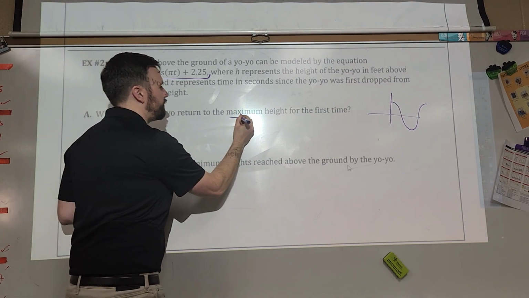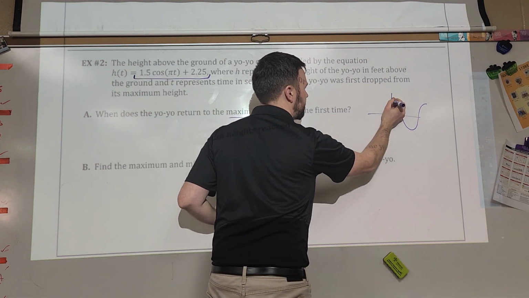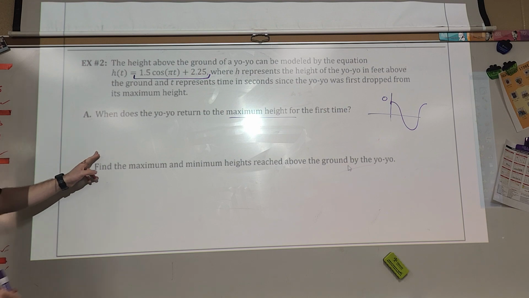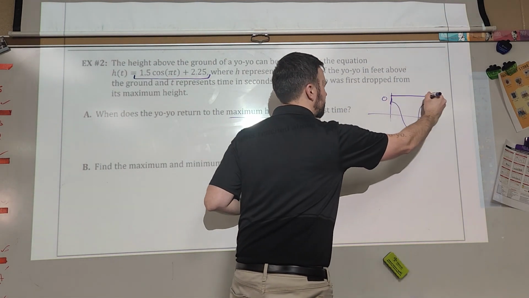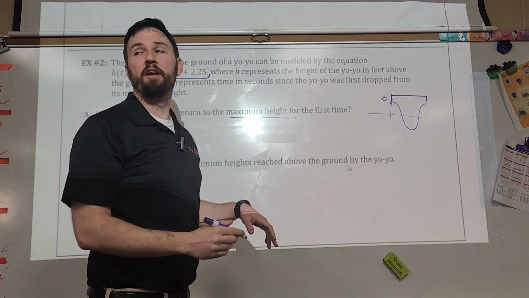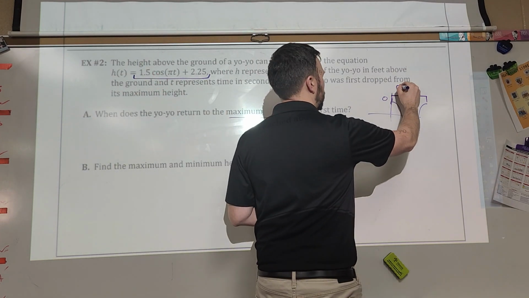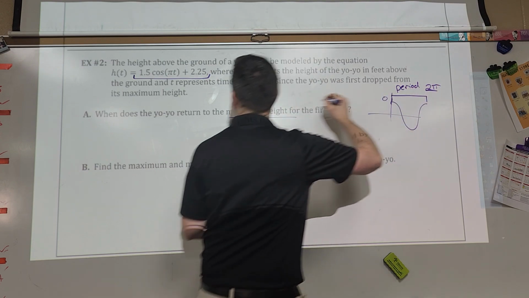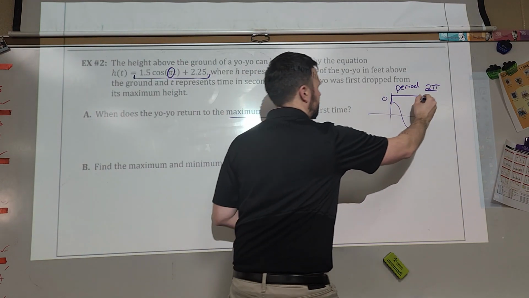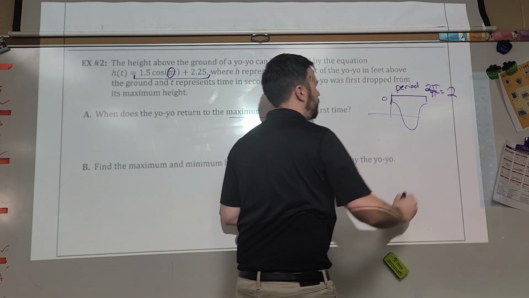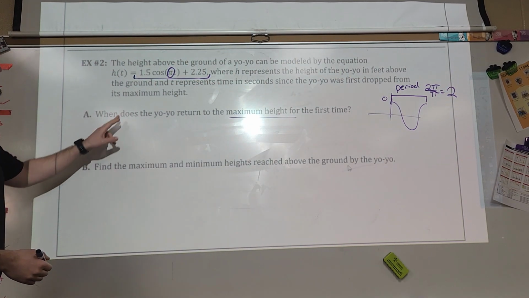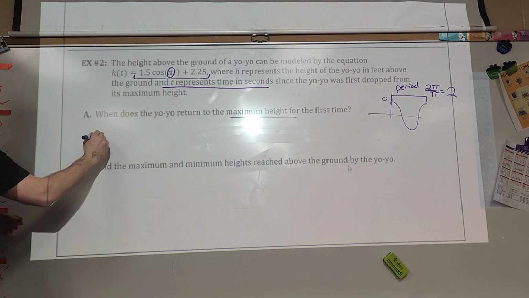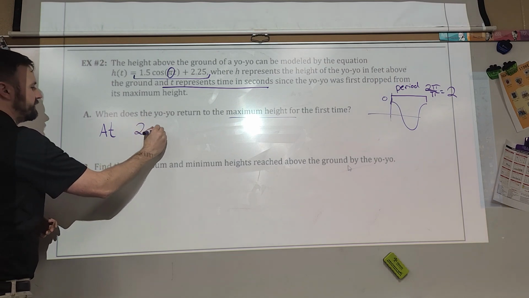Now when does it return to maximum height? So at time 0, we start at max height. When's it going to come back to max height? Whatever the period is, right? And what is my period of this function? 2 pi divided by pi is 2. So t is time in seconds, right? So at 2 seconds.